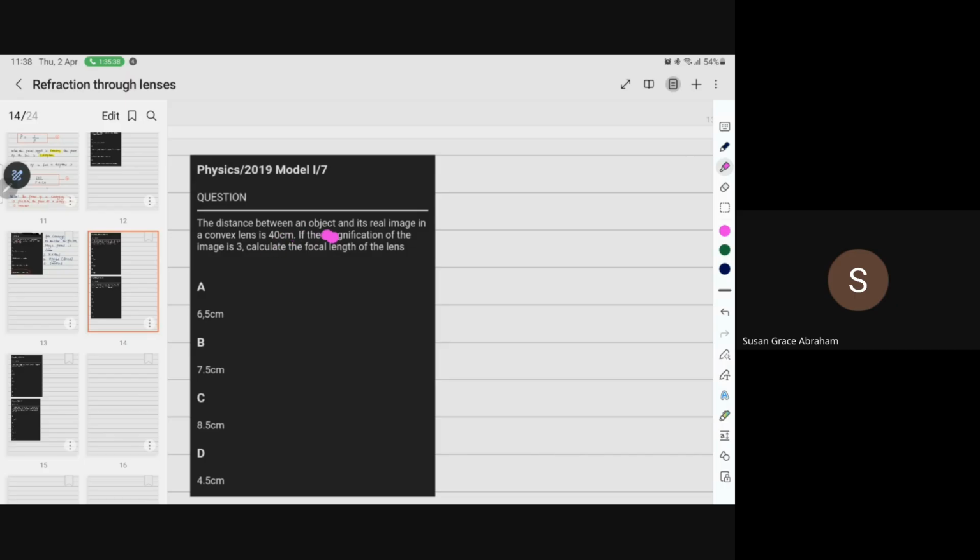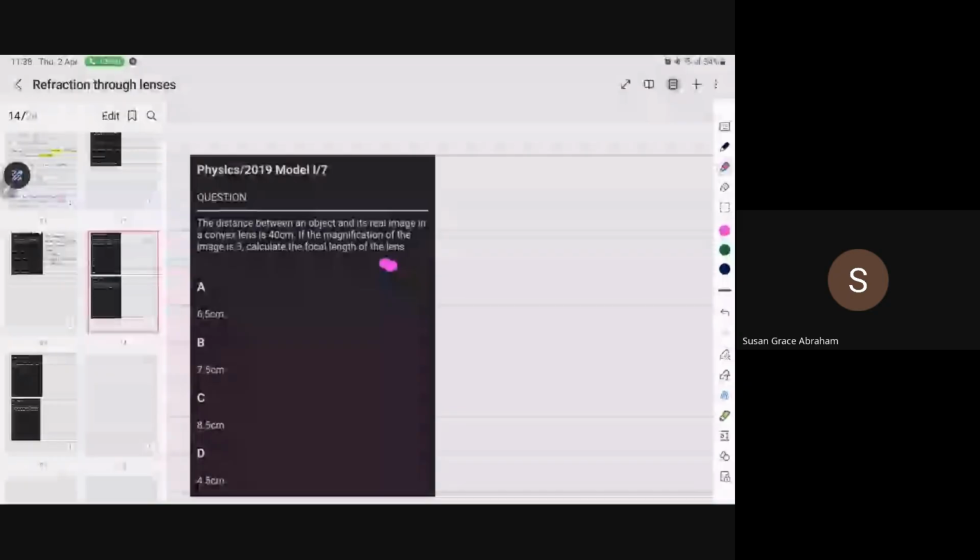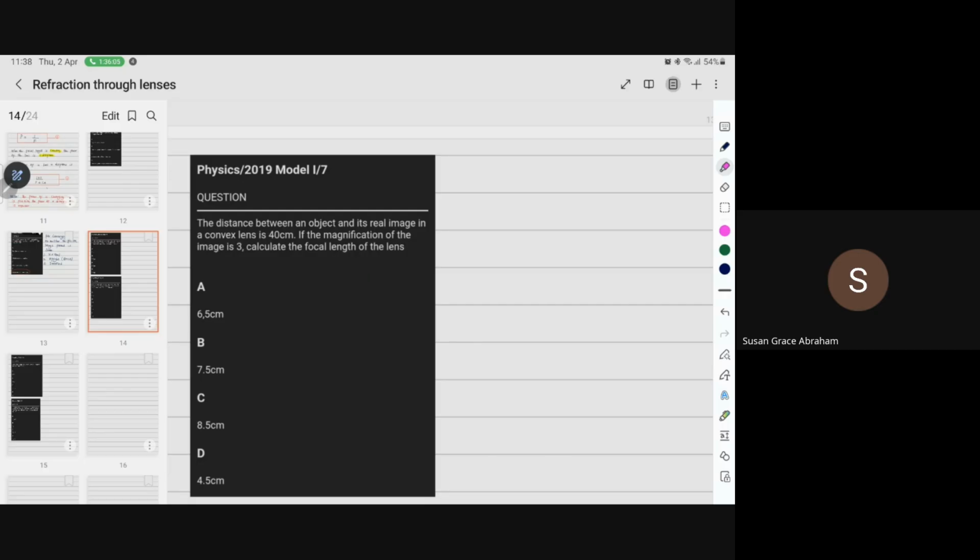Now, the distance between an object and its real image is 40 centimeters. Can you see that? The distance between an object and its real image in a convex lens is 40 centimeters, right? If the magnification of the image is 3, calculate the focal length of the lens. Always remember that the focal length of a convex lens is going to be a positive value. But I think you guys can solve this because it's connected to our mirror formula.